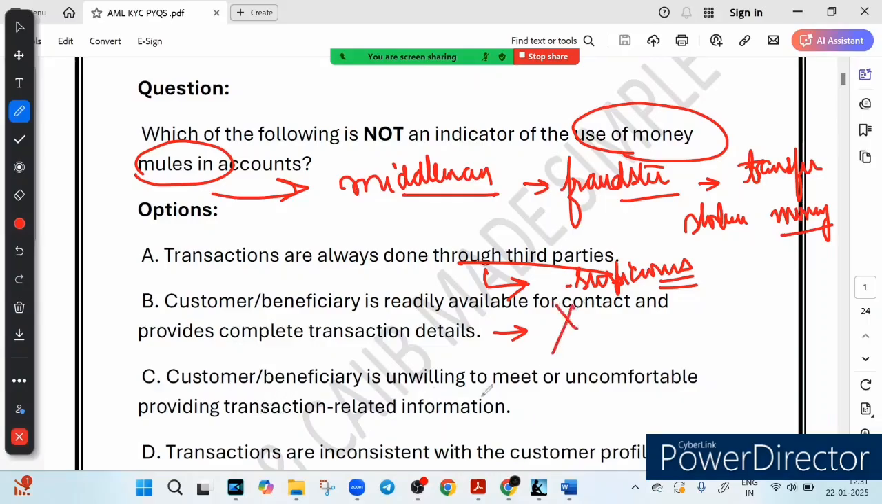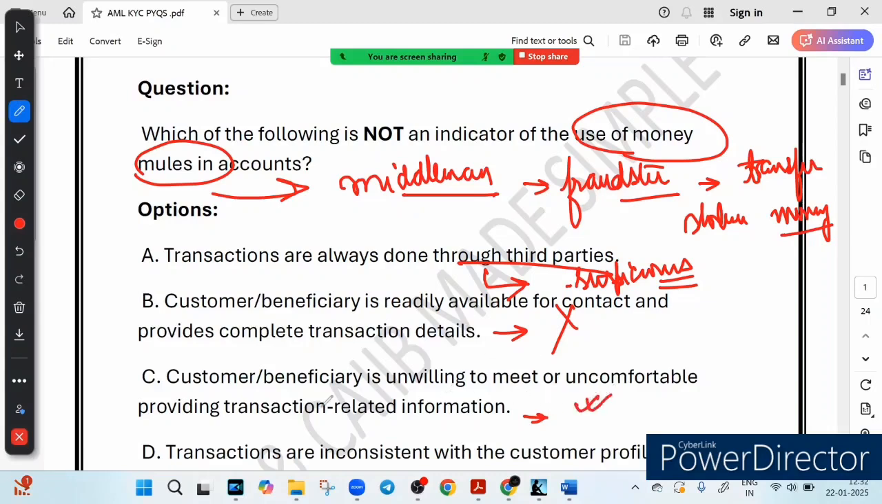Option C says the customer or beneficiary is unwilling to meet or uncomfortable providing transaction related information. This is absolutely an indicator. Why would someone hesitate to talk about their own transactions unless something fishy is going on? It is a big red flag. Another valid sign: imagine a student account suddenly showing massive business transactions. It does not add up, so it is a fraud alert.